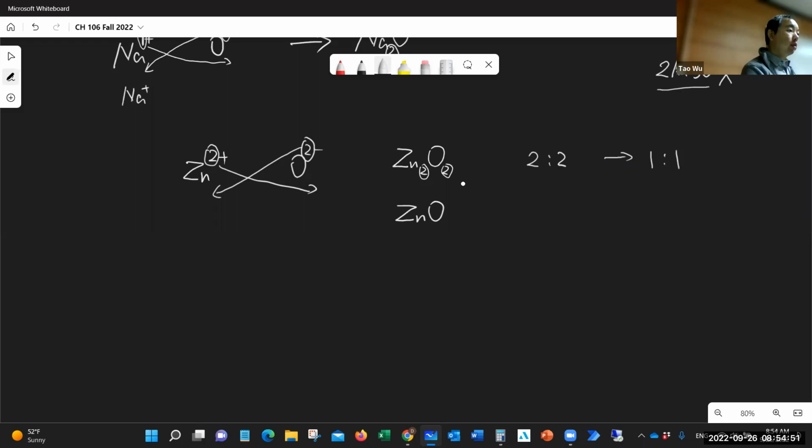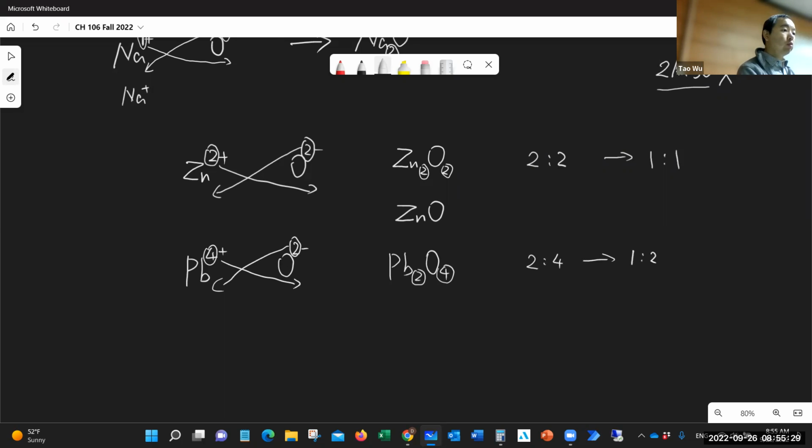Well, it may not be the same. For example, we have lead. Lead ion has a 4 positive charge, and oxygen has a 2 negative charge. So when you write this, you're putting 2 underneath and 4 underneath over here. You would write Pb2O4, but this is not a correct formula. You also need to simplify this ratio. The original ratio is 2 versus 4. If you simplify it, it becomes 1 versus 2. So you should write PbO2.